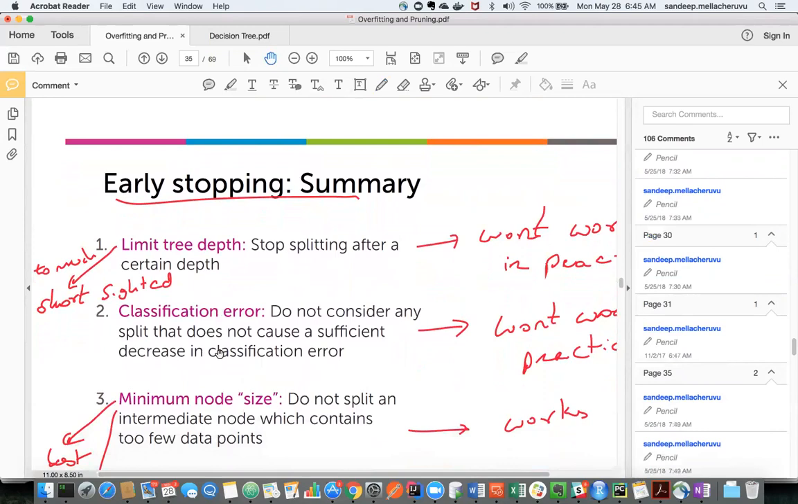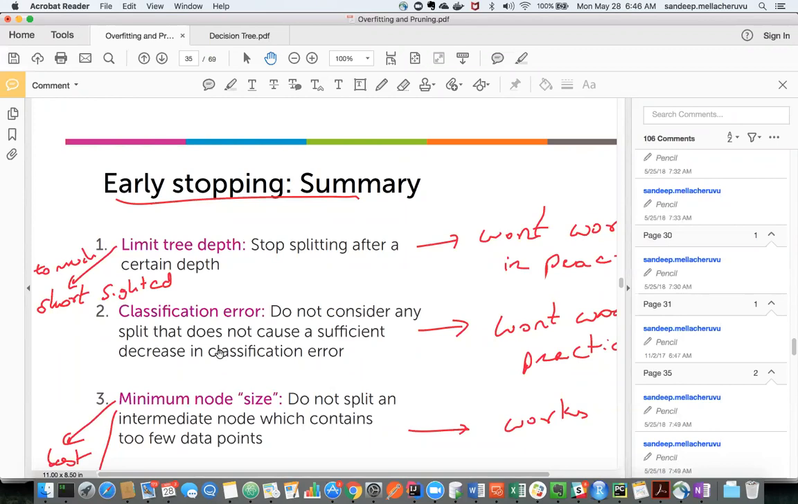Now that's the summary here. The number one of early stopping is to stop splitting after a certain depth. What does it mean? You don't go beyond a specified depth. Let's say you say depth equal to 5, do not grow the tree more than depth equal to 5. At depth equal to 5, you stop growing the tree.